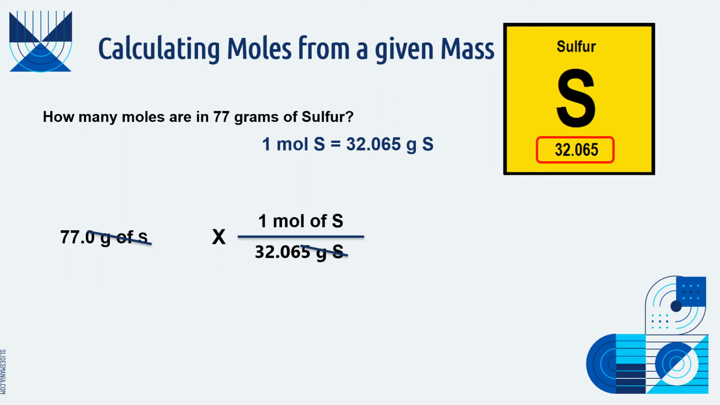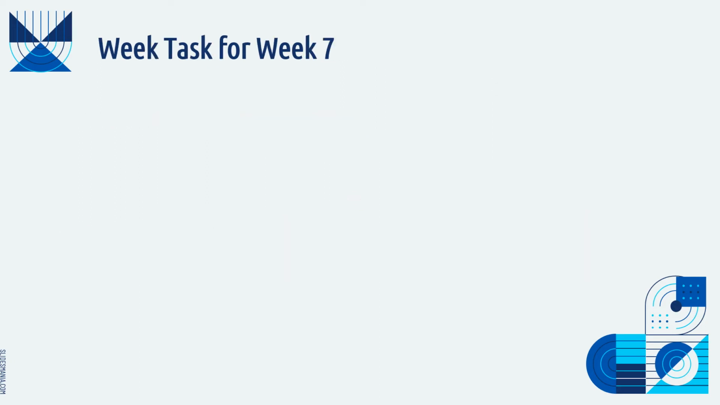Okay, so 77 divided by 32.065, that's the direct. Pero the longer operation is that 77 times 1 divided by 32.065. Or to make it easier, directly 77 divided by 32.065, the answer is 2.40 mole of sulfur. So in 77 grams of sulfur, there is 2.40 mole of sulfur.